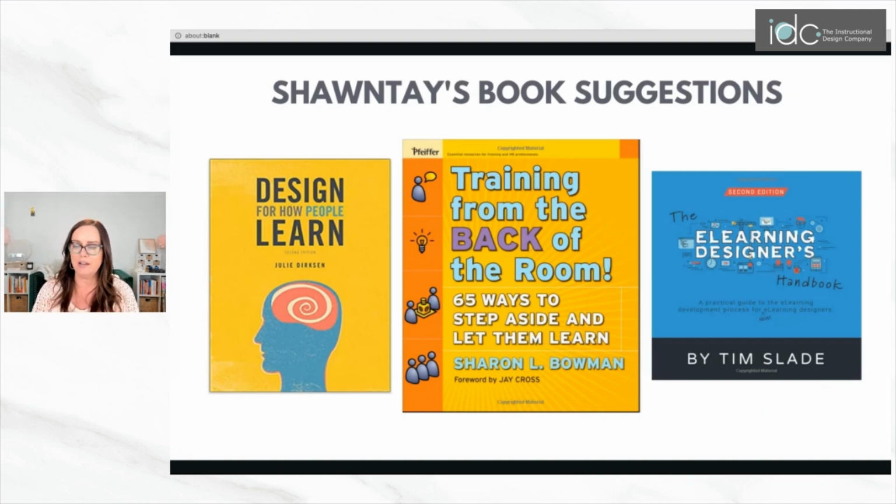Now, the other book here by Tim Slade is the eLearning Designer's Handbook. This is another really great book. It's really great at introducing you to e-learning, but not just that, Tim really gets into instructional design principles, from the analysis to writing the project brief, all of those things. So these are three great books for those of you who want to self-study, and even for those of you who are going to go through certificate programs or even master's degree programs.